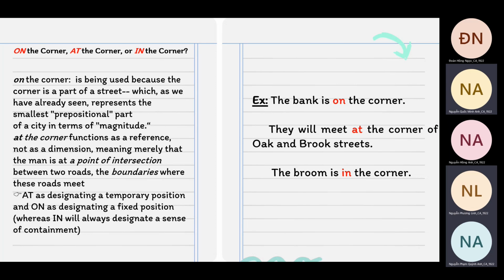We will see the examples below. The bank is on the corner. They will meet at the corner of Oak and Brook Streets, and the broom is in the corner.